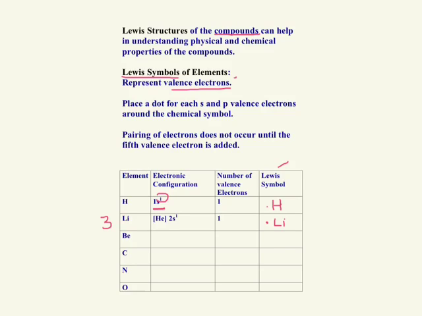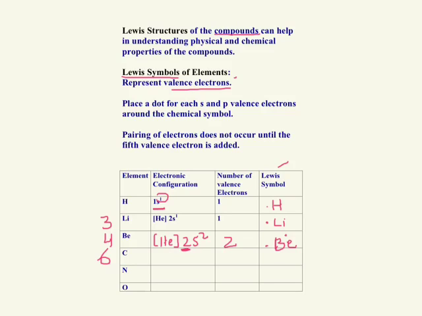Beryllium atomic number is 4. Atomic number 4 means 4 electrons, not 4 valence electrons, I'm sorry, 4 electrons. And how do you write down the electronic configuration? Helium 2s2. Number of valence electrons 2. Again, number of valence electrons are in the outermost shell. Outermost shell is 2 here, so how many electrons are there? 2. So how are you going to draw the Lewis symbol? 1, 2.